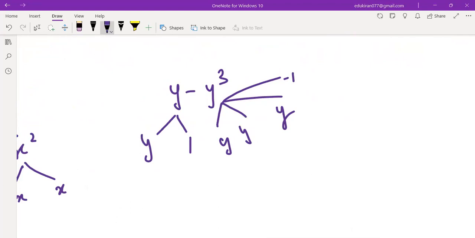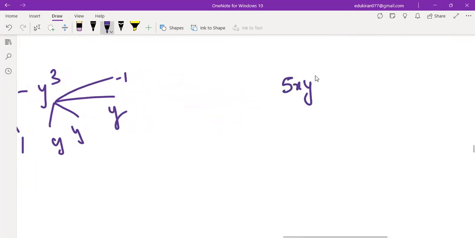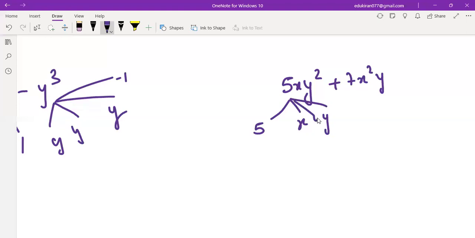So, ma'am, 5xy square plus 7x square y. So over here, 5, x, y, and 2 times y. Fine? And over here, next one, 7, x, x and y. Now we are directly doing the factors, because terms are already written, na? Yes, ma'am. Let's move to the next one.